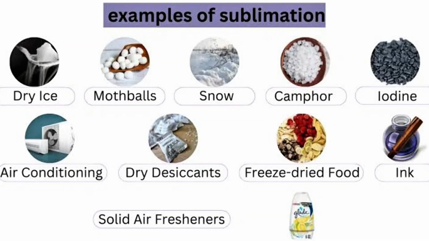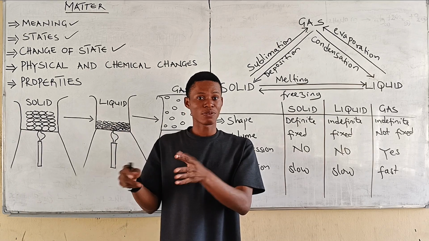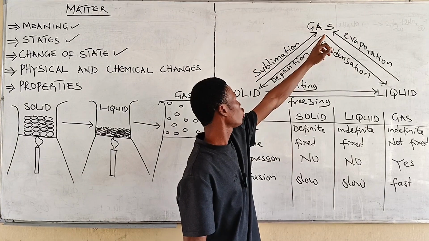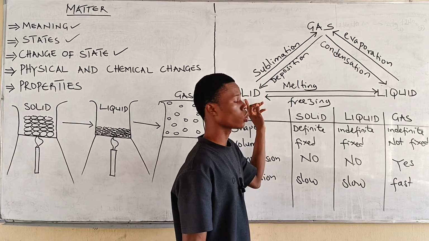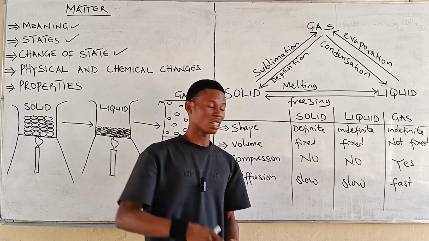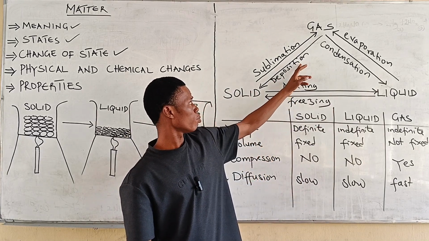Examples of solids that can sublime are ammonium chloride, iodine, and dry ice. We have many of them, but a video will be dedicated to that. I'll talk more about that. All right, so sublimation, that's that. Now, change of state from gas directly to solid is deposition. So if a gas changes directly to solid, we call it deposition.